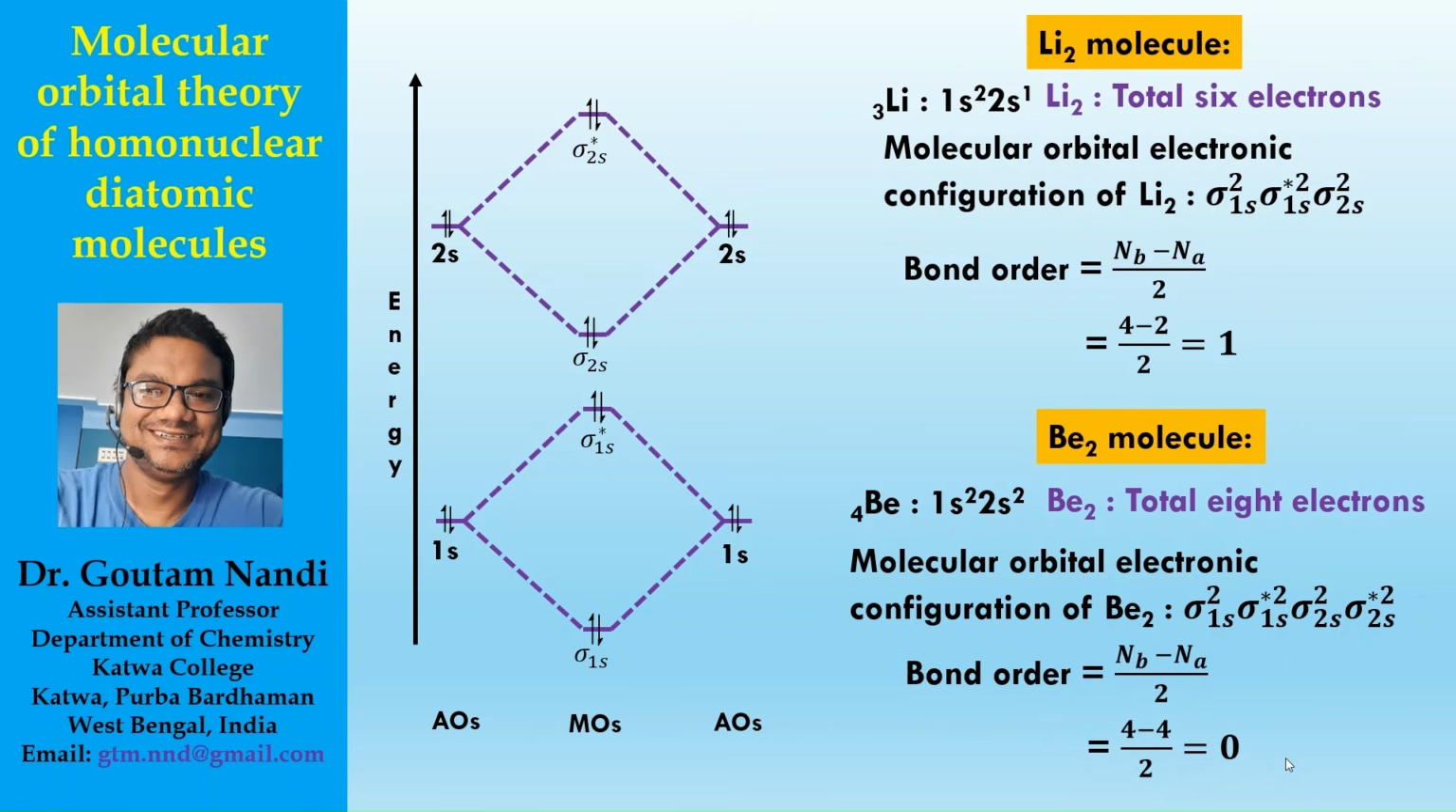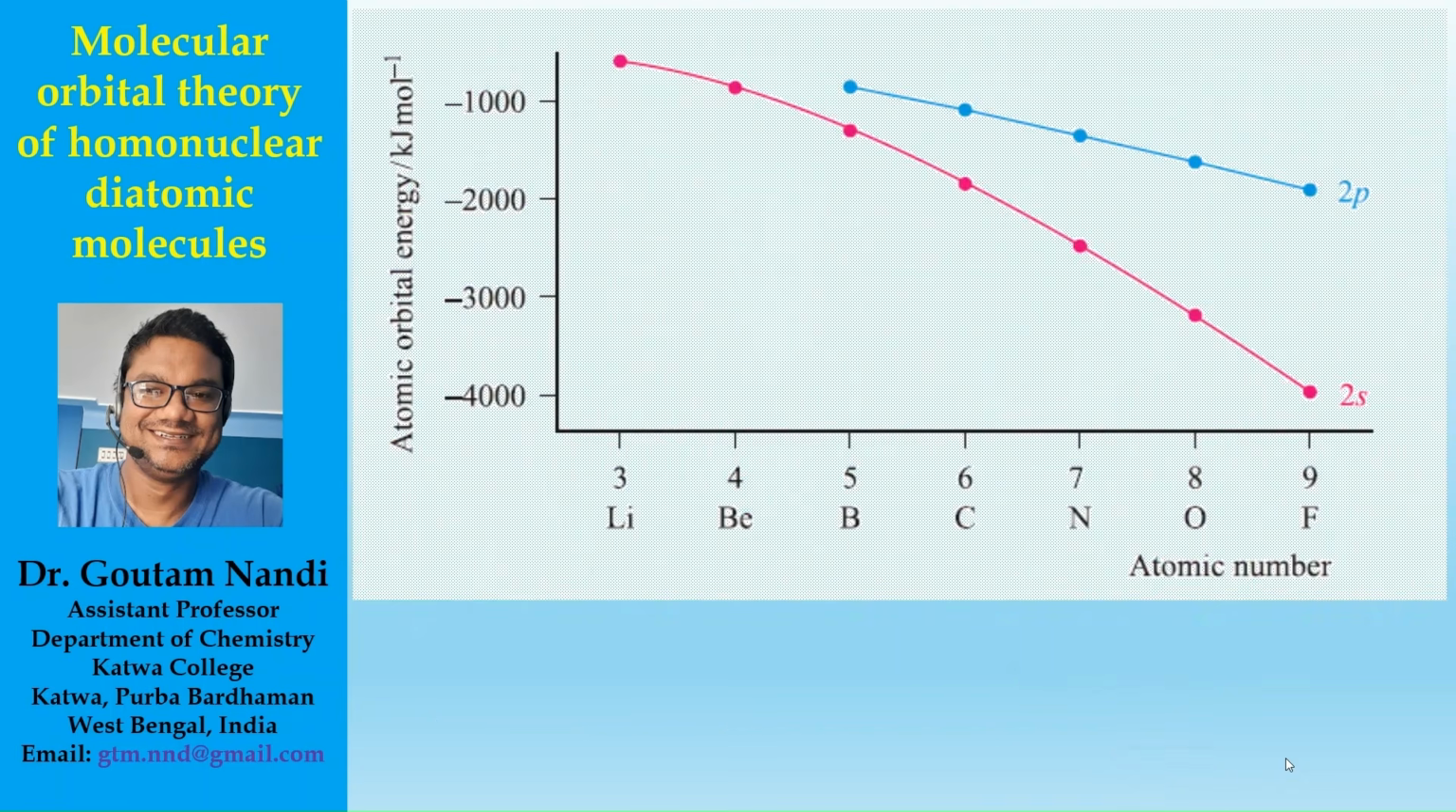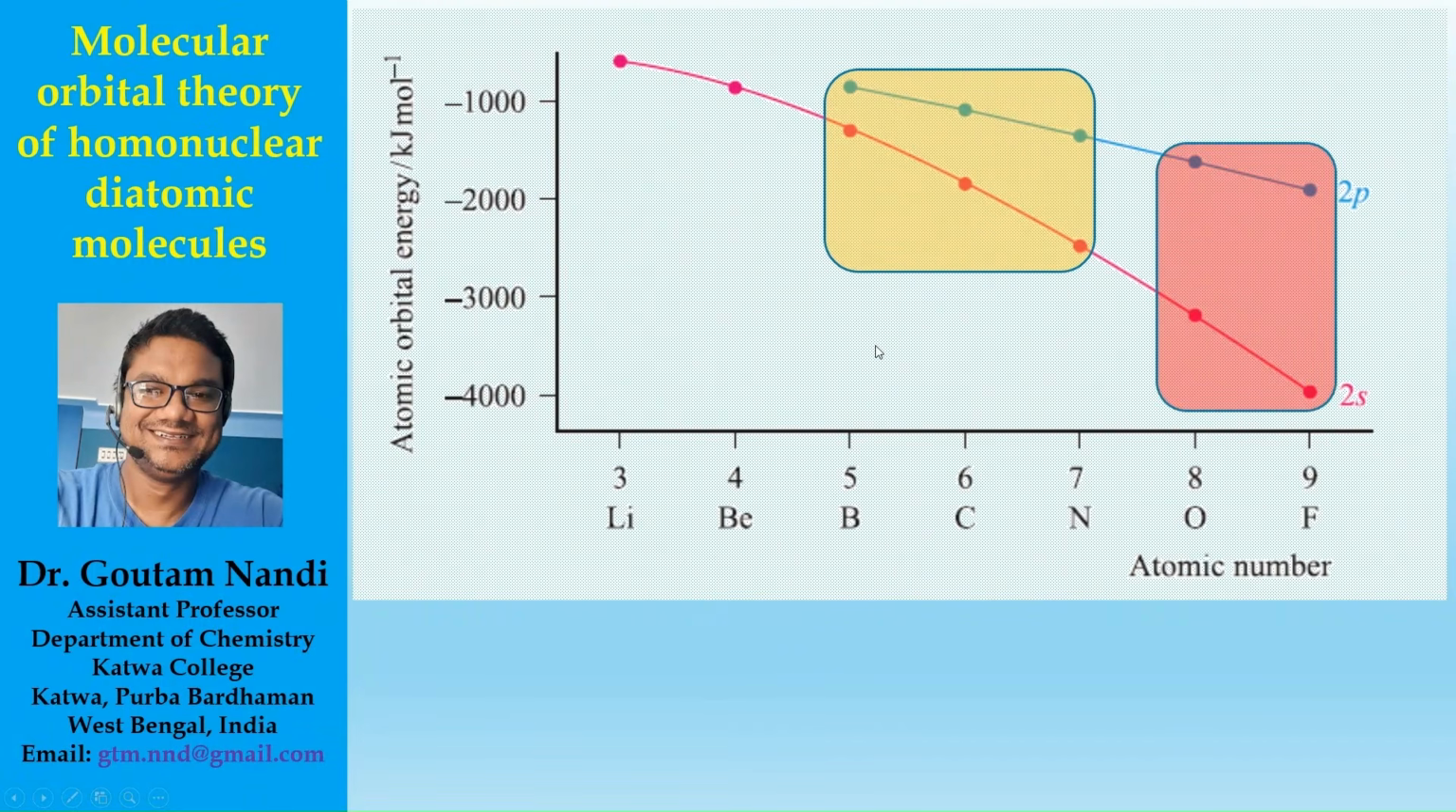After Be2, that is from B2 onwards, the diagram becomes a little bit complicated because the 2p orbitals are also involved. Now before drawing the diagrams, first you concentrate on this diagram. Here you can see for boron, carbon and nitrogen, the energy gap between the 2s orbital and the 2p orbitals is less. Red line is the 2s orbital and the blue line is the 2p orbital. But for oxygen and fluorine, this gap is considerably larger.